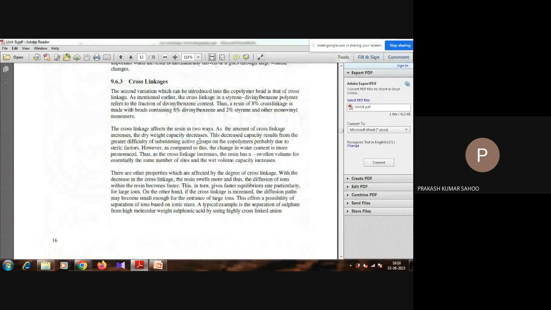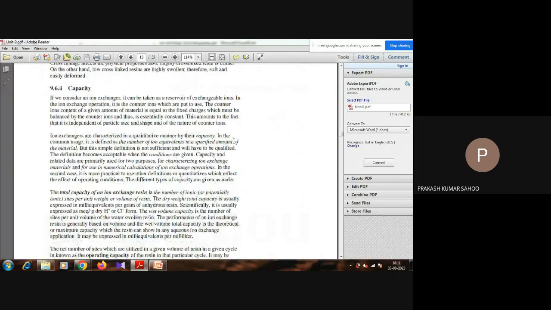Then we have cross linkage. The second variation which can be introduced in the copolymer bead is that of cross linking. The styrene divinyl benzene polymer refers to the fraction of divinyl benzene content. A resin having 8% cross linking is made with beads containing 8% divinyl benzene and 92% styrene and other monovinyl monomer. So these are the compositions or ratios taken to synthesize a particular percentage of cross linkage resin for the separation of different components in a mixture.